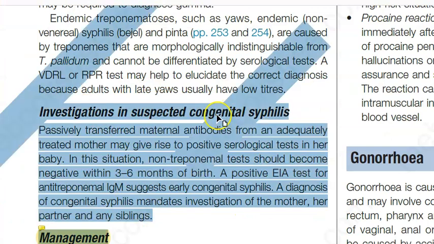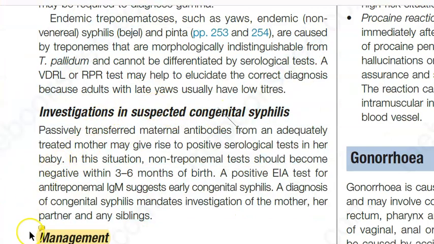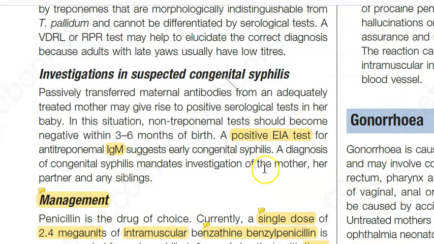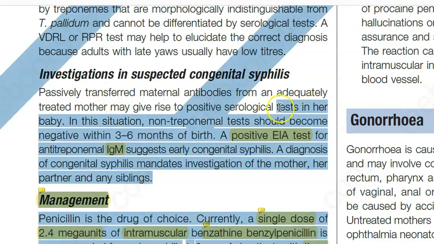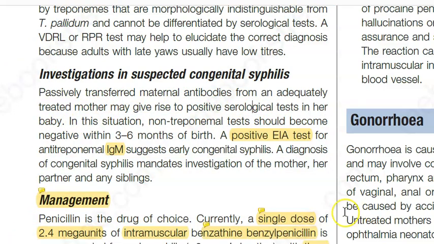So investigations for suspected congenital syphilis, what are they doing? Basically they want to use a positive enzyme immunoassay test for the IgM for early congenital syphilis. So basically what will happen, maternal antibodies also would have come, so they can give a positive serological test in the baby.